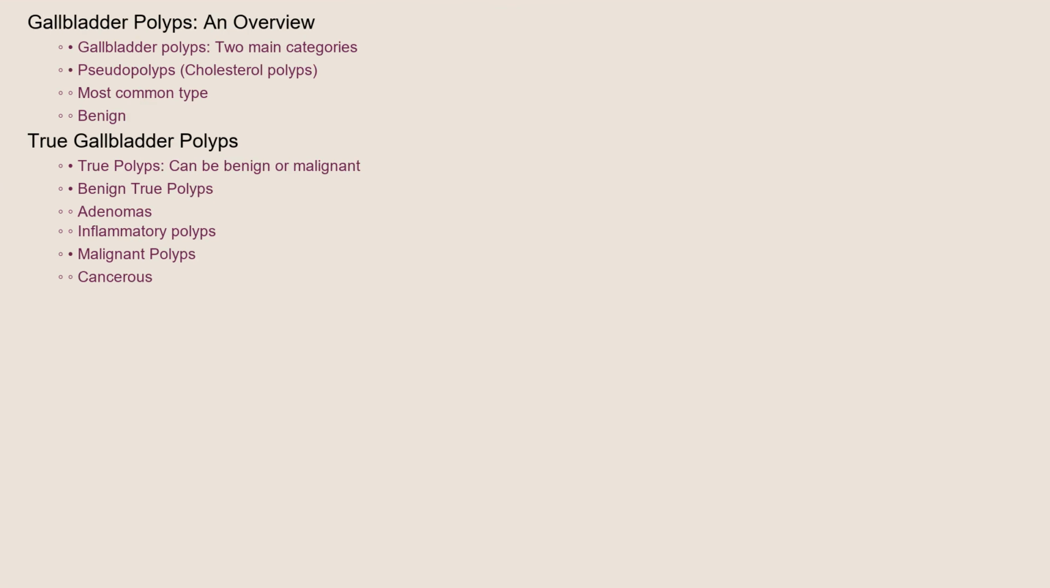Gallbladder polyps can be broadly classified into 2 main categories: pseudopolyps and true polyps. Pseudopolyps, also known as cholesterol polyps, are the most common type and are benign. True polyps can be further divided into benign and malignant types. Benign true polyps include adenomatous and inflammatory polyps. Malignant polyps are, of course, cancerous.